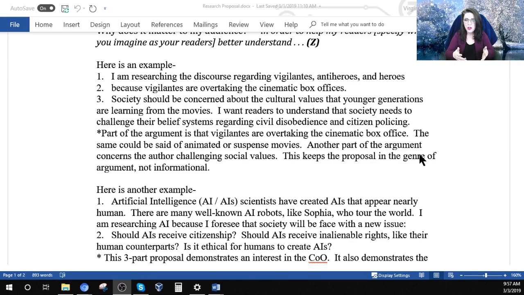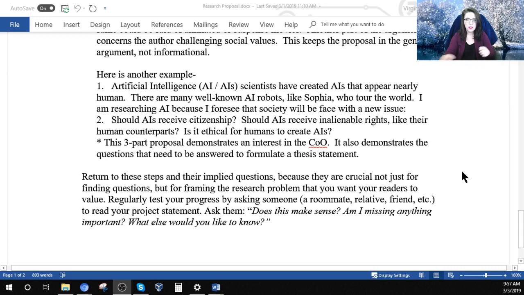Now note, part of the argument is that vigilantes are overtaking the cinematic box office. The same could be said of animated or suspense movies. Another part of the argument concerns challenging social values. This keeps the proposal in the genre of argument and not just informational. After all, there's more than just superhero movies that are well known in the box office. We have the animated movies, we have the horror and slasher genres, we have the adventure and suspense films. So there is a slight argument here, and it could be nuanced throughout your proposal by using your significance statement.